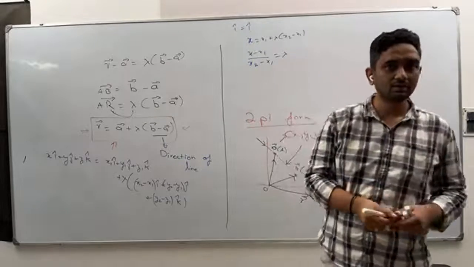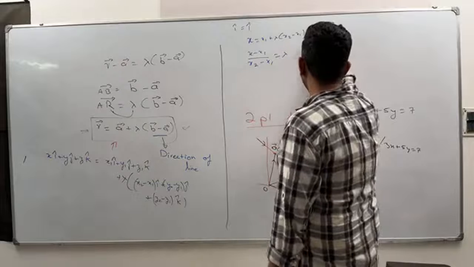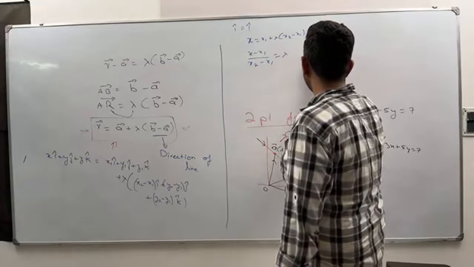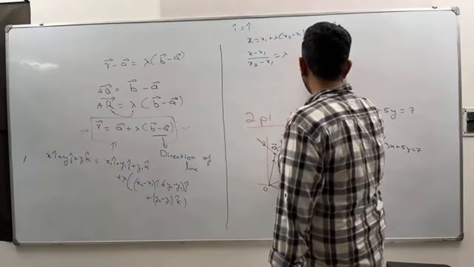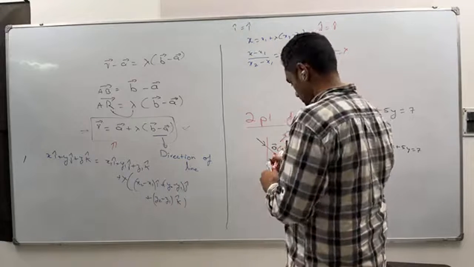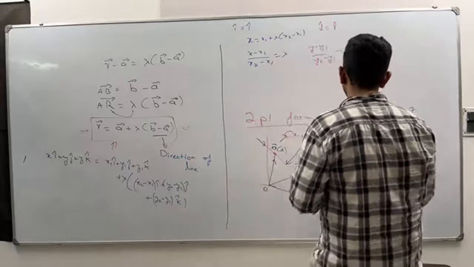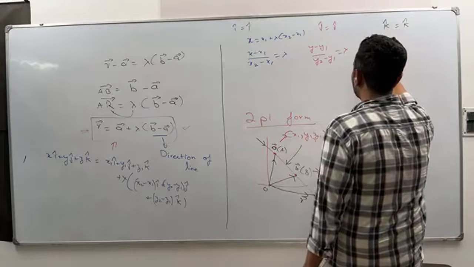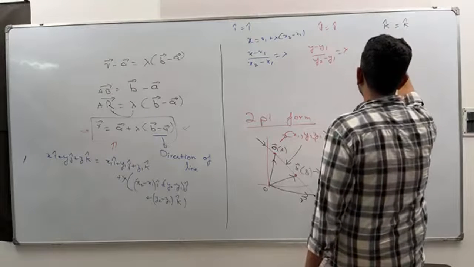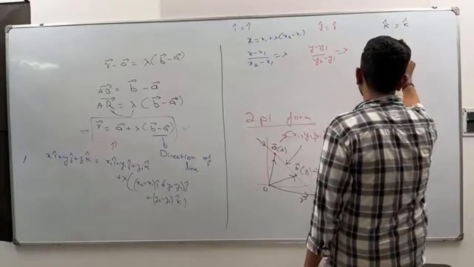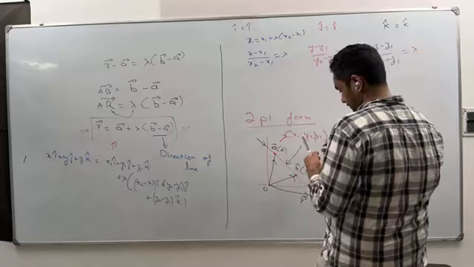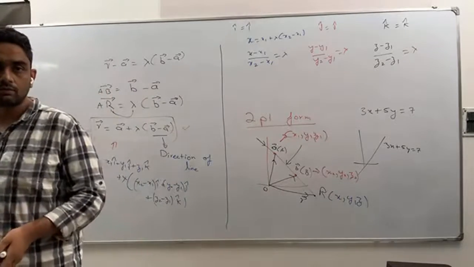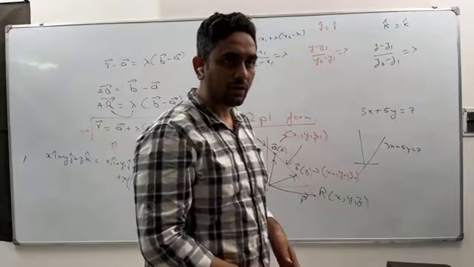Same thing we can do for J cap. If we compare J cap with J cap, then we will get Y minus Y1 upon Y2 minus Y1 equal to lambda. And comparing K cap with K cap, we will get Z minus Z1 upon Z2 minus Z1 is lambda. Now, all of them are equal to lambda.